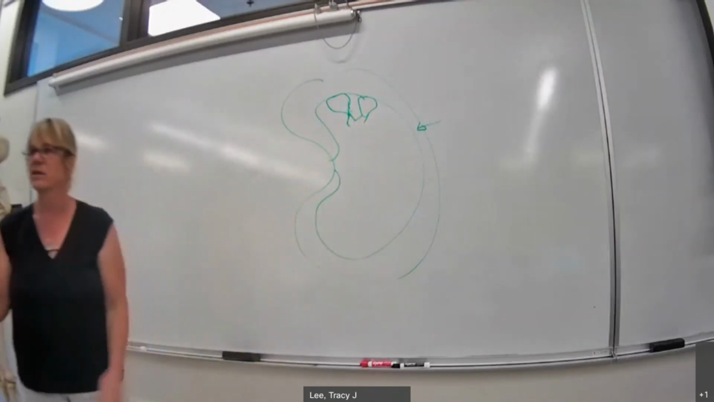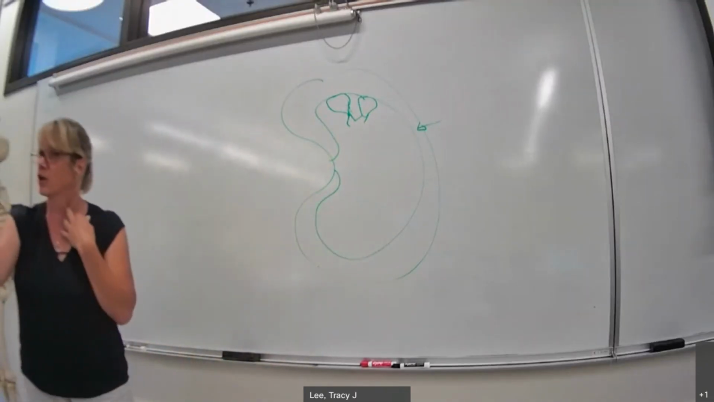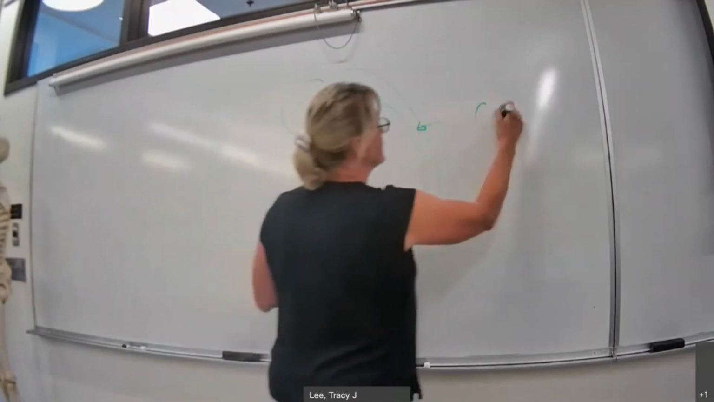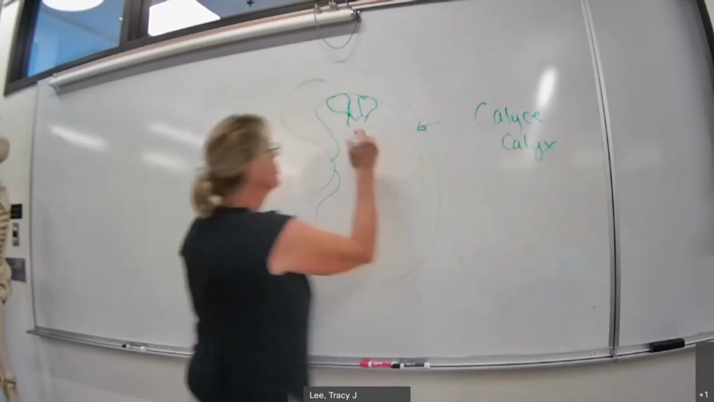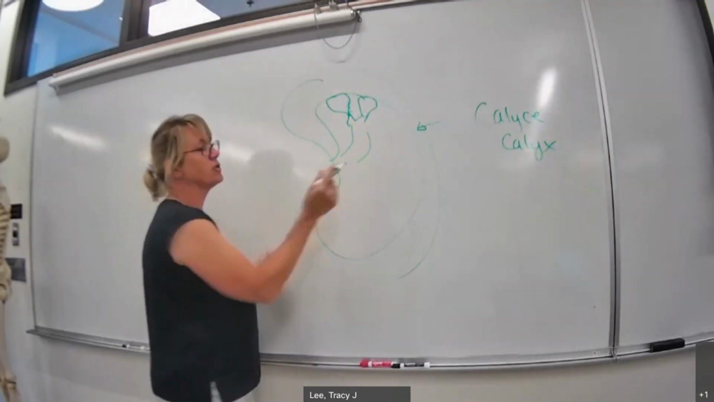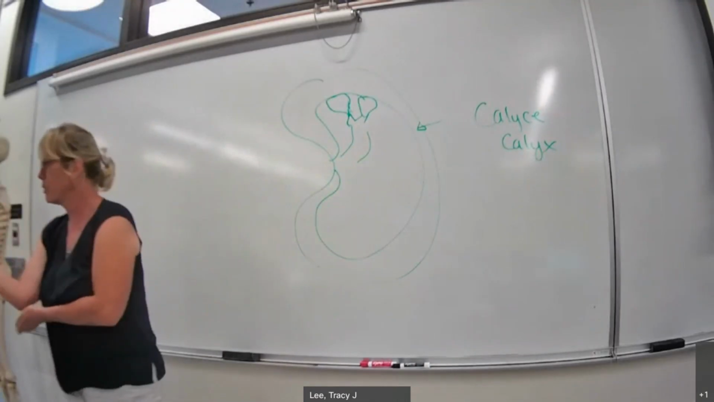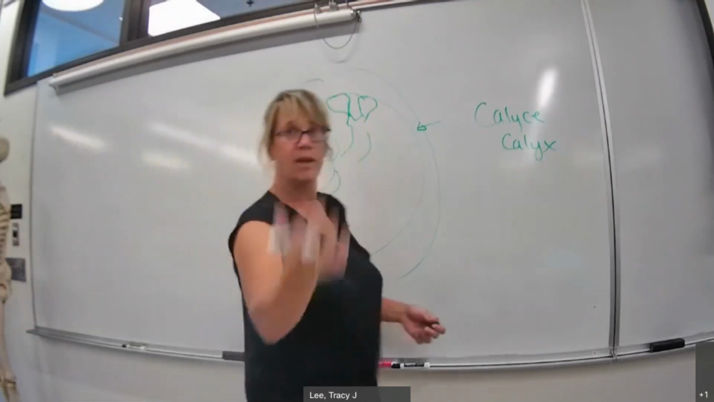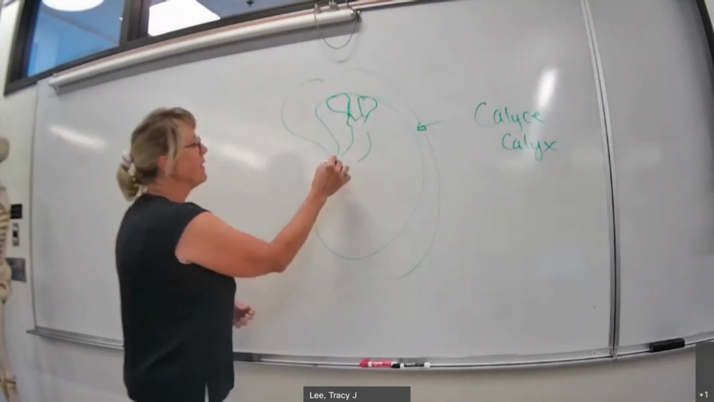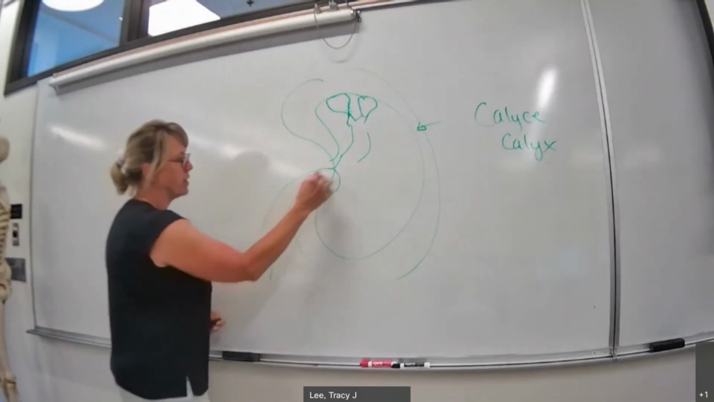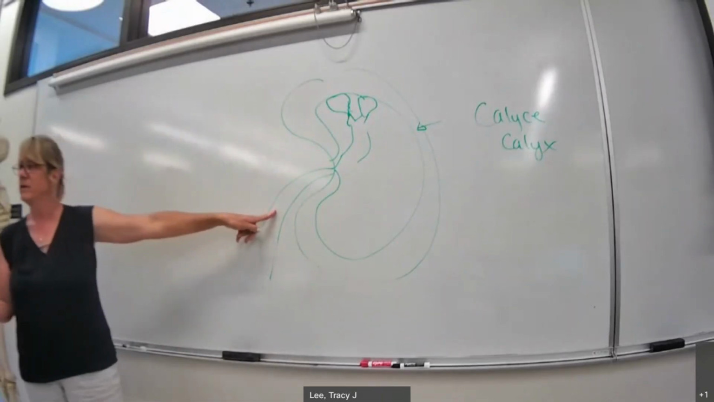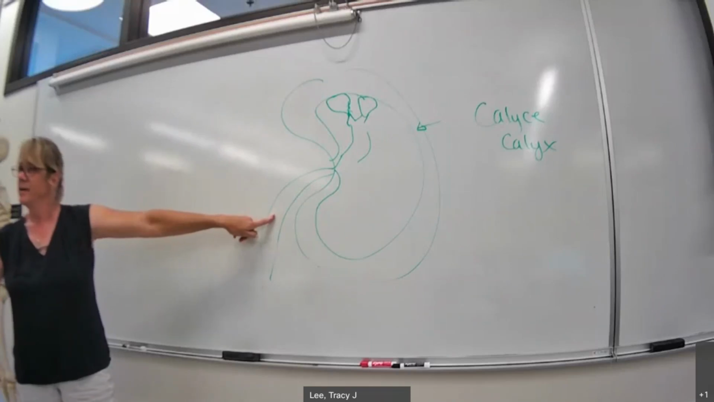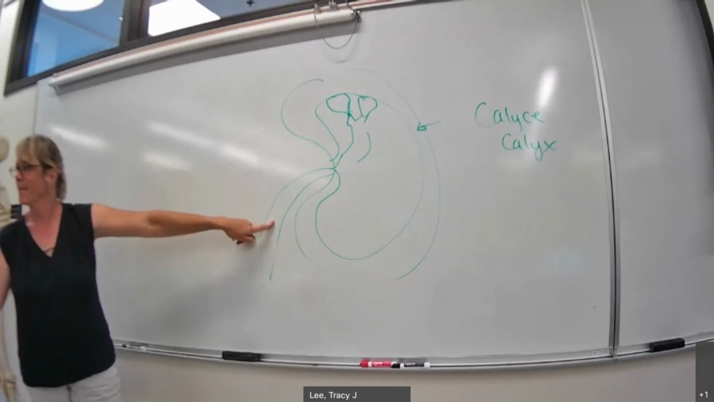What were the small branches? Yeah, minor calyx, calyce or calyx. And those fed into the big branches. So the branches in the renal pelvis, and these are called the major calyces. And then they go out into the ureter. What kind of tissue do we find in the ureter?